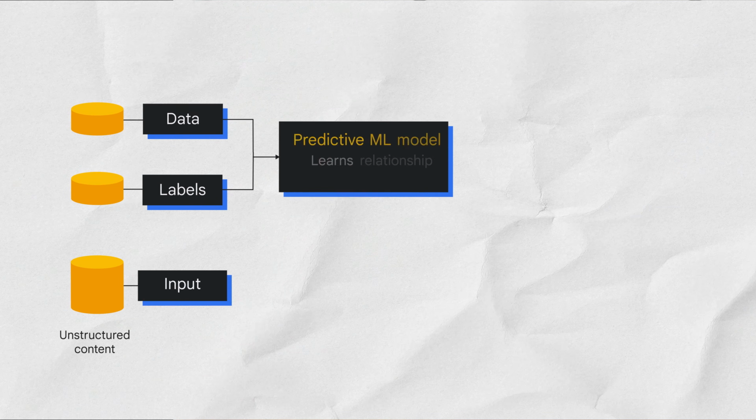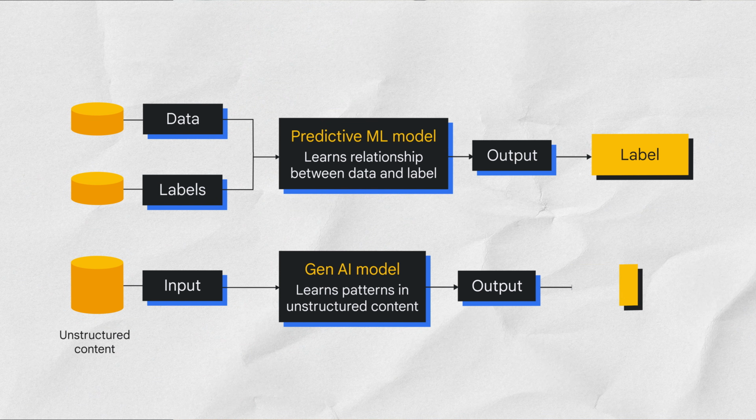One more quick example. The top image shows a traditional machine learning model which attempts to learn the relationship between the data and the label, or what you want to predict. The bottom image shows a generative AI model which attempts to learn patterns on content so that it can generate new content.